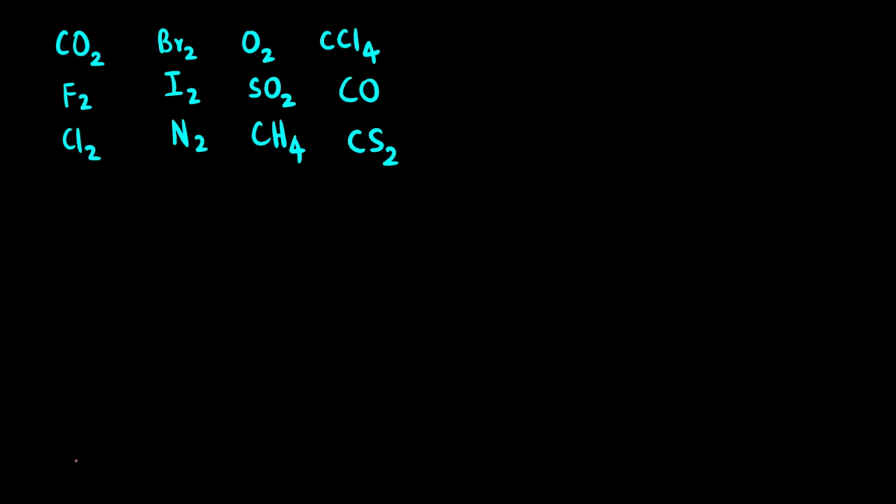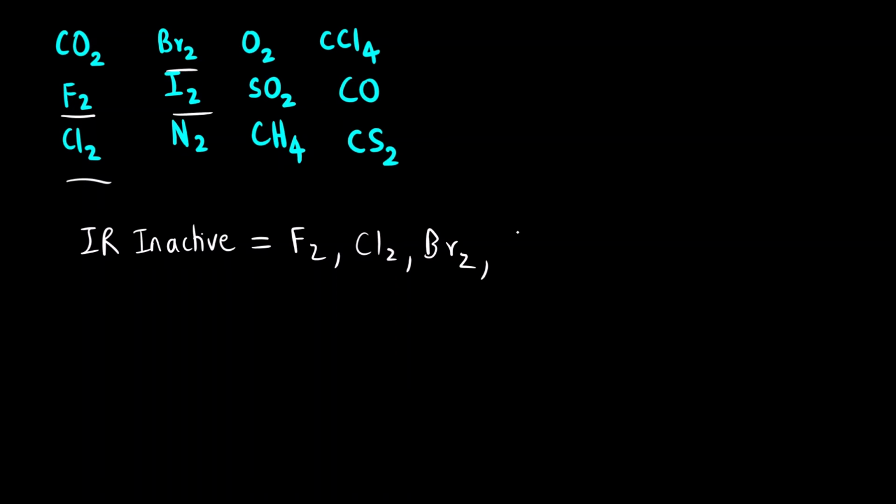Now let us see one by one all these molecules. Let us first write down the IR inactive ones. IR inactive will be homodiatomic molecules like fluorine, chlorine, bromine, I2, N2, O2. That's it. These are the IR inactive molecules. All the rest of them will be IR active.